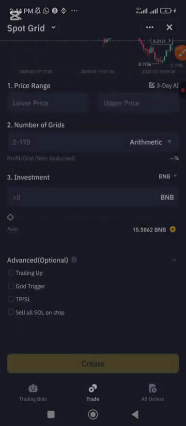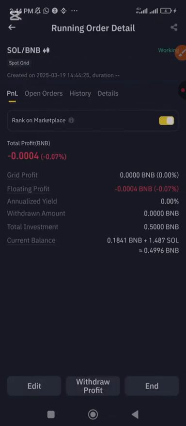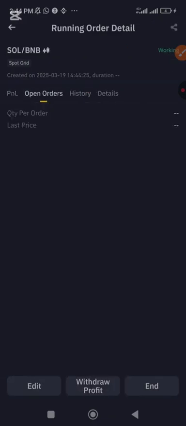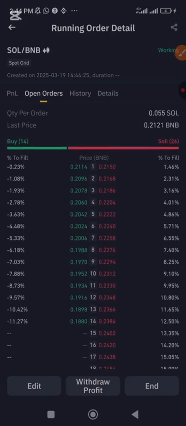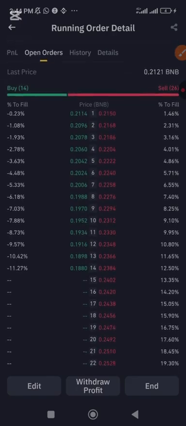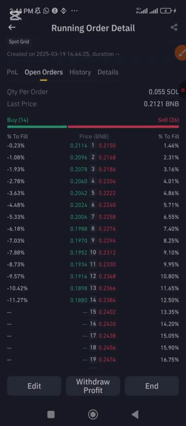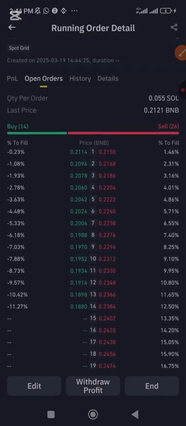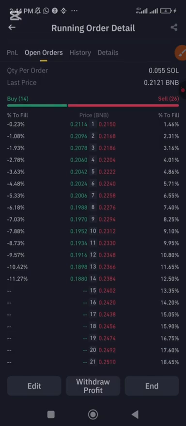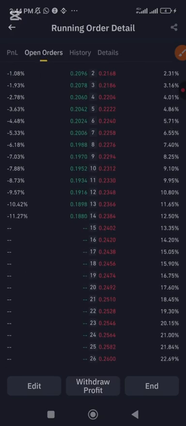The bot has been created automatically. This is it. So it's already working, it's already running. Let's check the number of orders. You see the open orders. It has placed like 26 sell orders and 14 buy orders for me automatically based on the setup.